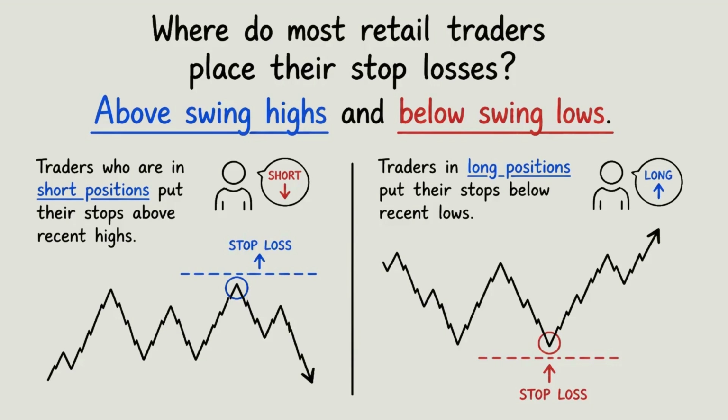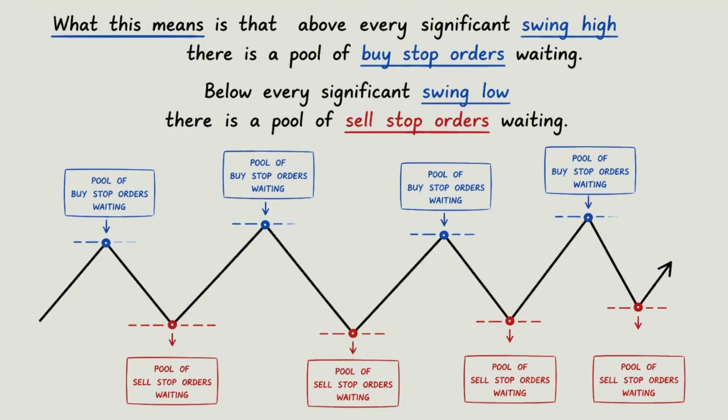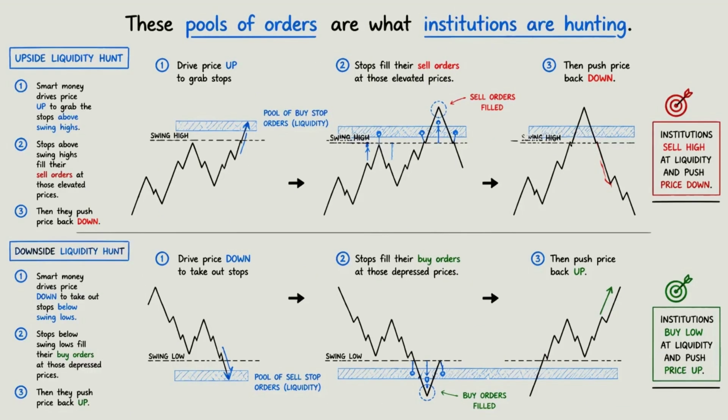Traders who are in short positions put their stops above recent highs. Traders in long positions put their stops below recent lows. What this means is that above every significant swing high, there is a pool of buy stop orders waiting. Below every significant swing low, there is a pool of sell stop orders waiting. These pools of orders are what institutions are hunting.